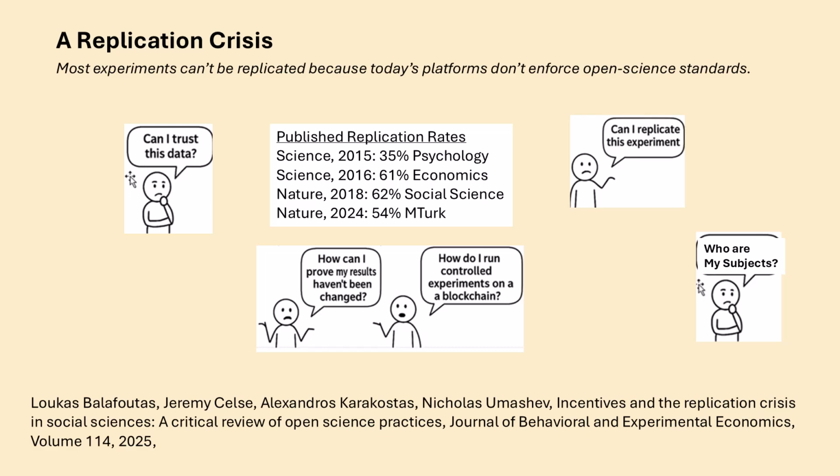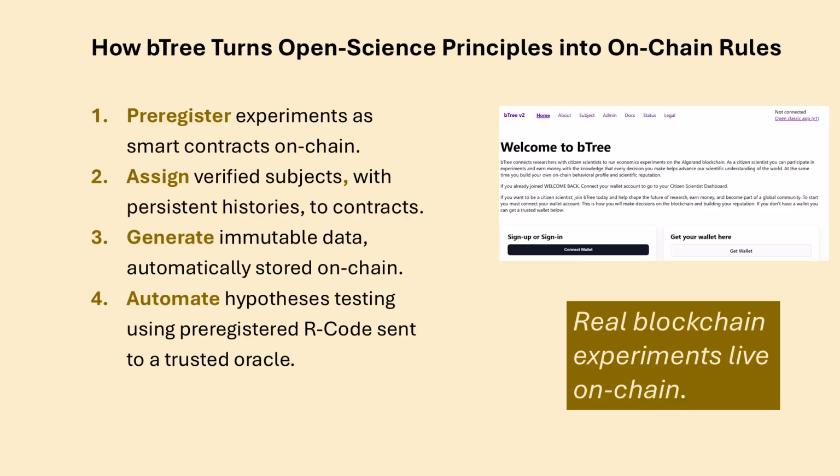The heart of the scientific method is replication, but the human sciences often fail to replicate, leading to a lapse of trust in the sciences. btree is designed to restore trust by enforcing open science standards. btree turns open science principles into on-chain rules.